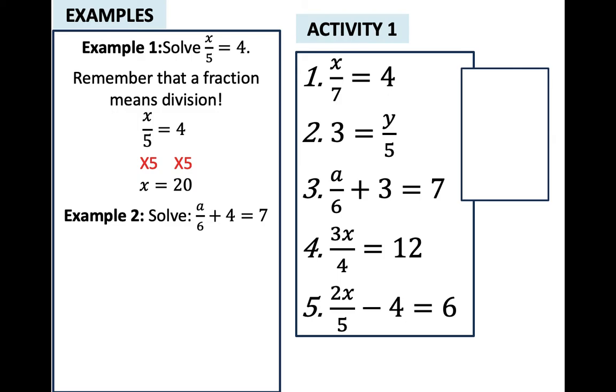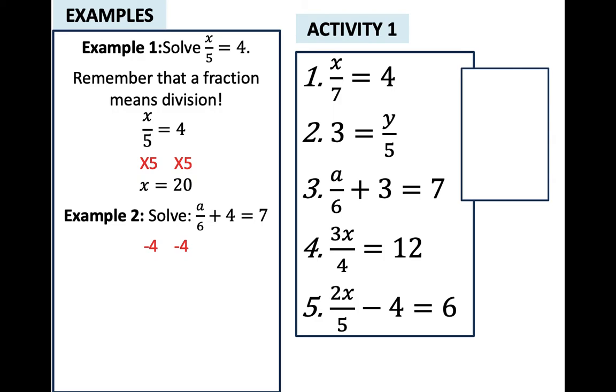So you're going to ask yourself, has anything been added or subtracted to our unknown? Indeed it has. The 4 has been added to our unknown in example 2. So we need to eliminate the 4. Now we need to think about the opposite step to adding 4. That's clearly going to be minus 4. So we minus 4 from both sides.